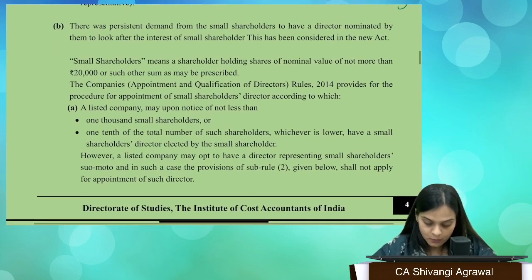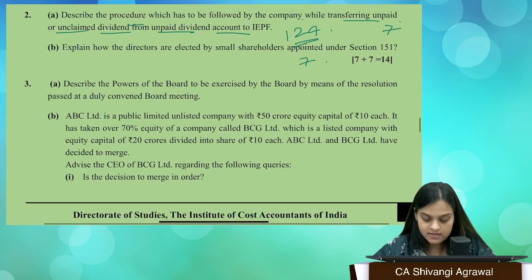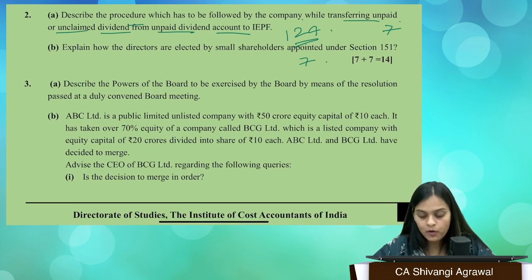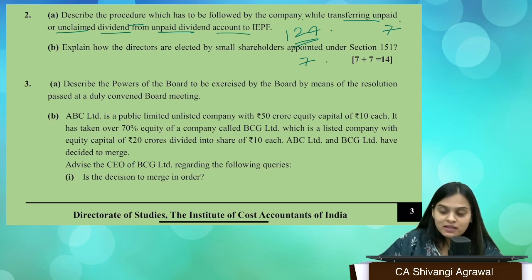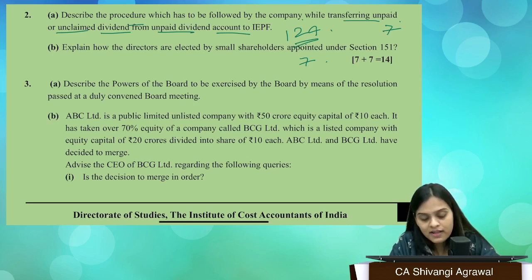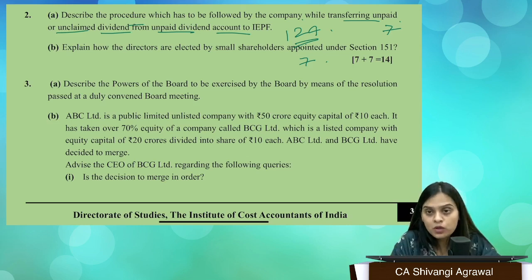The next question. What is the next question? Explain how the directors are elected by small shareholders appointed under section 151. They have also given you the section number. What else do you need? Right? तो section number भी अब लिखने की जरूरत नहीं है. तो you have to write or reproduce the entire section 151 over here.